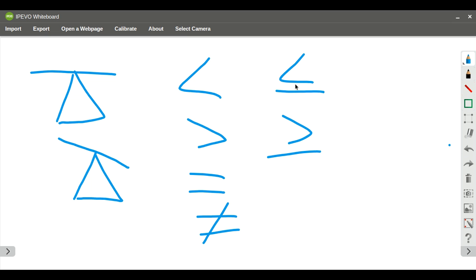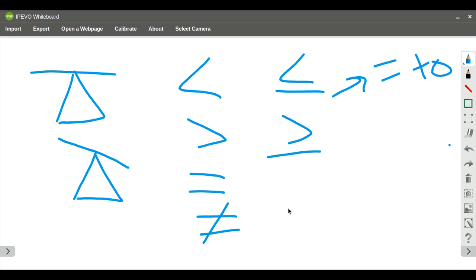So remember that this line right here represents equal to. Okay? So what this means when I have an inequality that is going to be equal to, it means that the value that I have can be equal to the other value. I know that's a little vague right now, but I think it'll make sense the first time I pull up a problem.